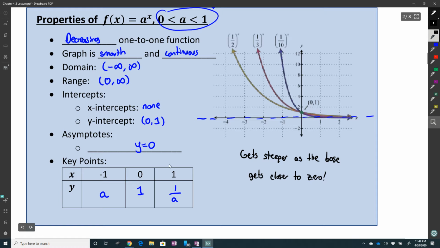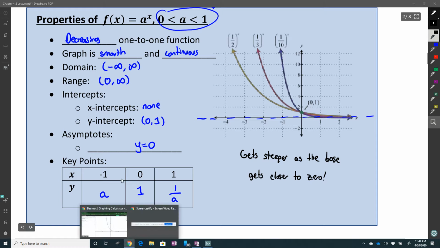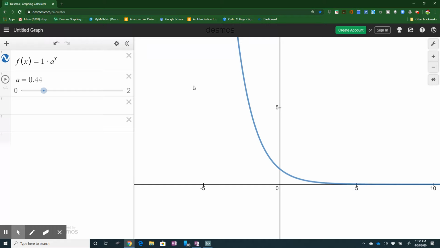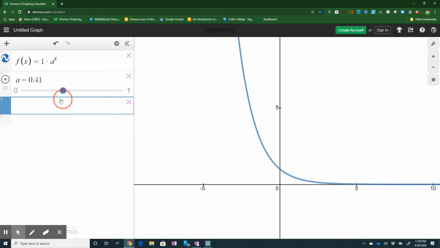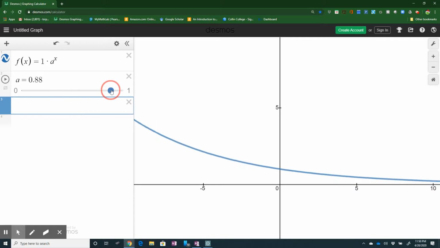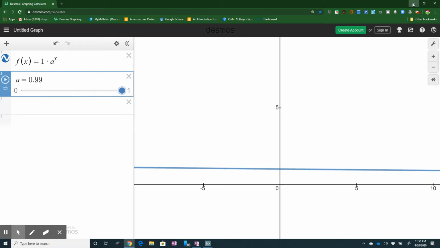And again, I can show you on Desmos with my graph. Let me make this 1 right here. Notice that the closer I get to 0, the steeper and steeper it gets. It can't actually equal 0. Notice the graph disappears. We're going to learn about why that is when we get to 4.3. But for now, just know that as you get closer to 0, the graph gets steeper. As you get closer to 1, the graph flattens out. All right.